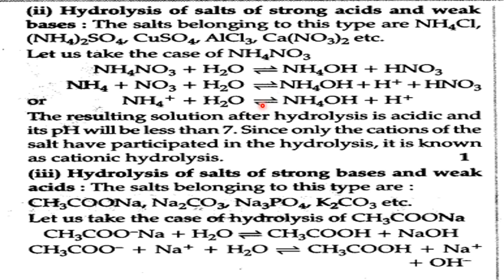In the same way, this is the hydrolysis of salts of a strong base with a weak acid. Strong base with weak acid. Okay, basic character follows. Examples are sodium acetate, sodium carbonate, sodium phosphate, potassium carbonate, etc. These are examples of what? Salts of a strong base and weak acid.